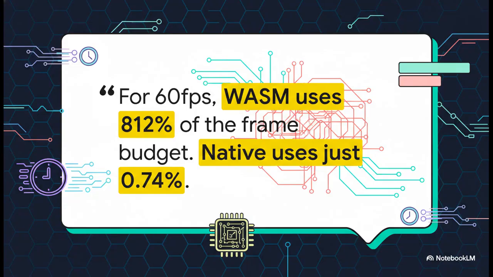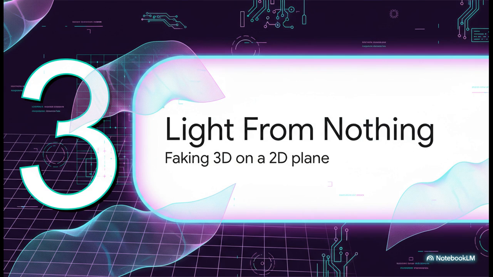And here's what that actually means for you, the user. For a smooth 60 frames per second animation, you've got a time budget of about 16 milliseconds to get everything done for that frame. The WASM version needed 812% of that budget. I mean, it's just not even close. The native version, on the other hand, barely made a dent, using less than 1% of the budget. Total night and day.